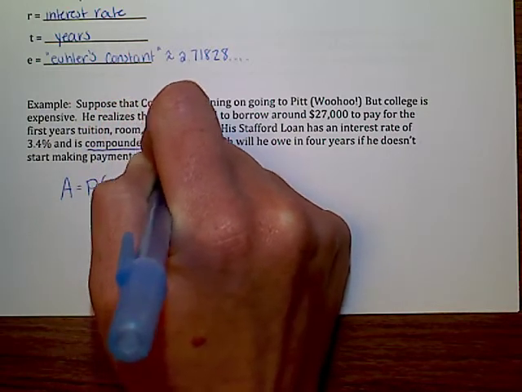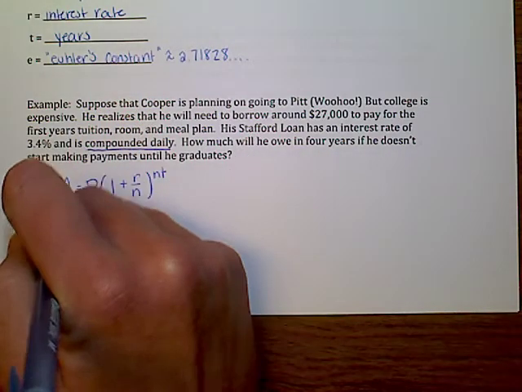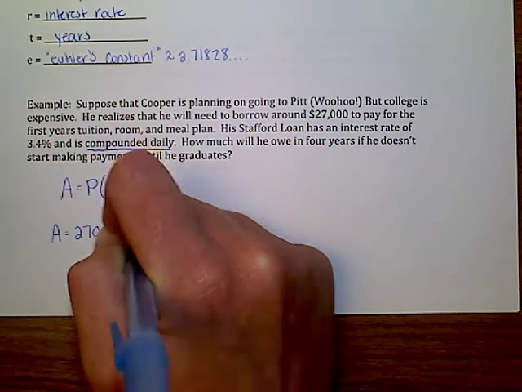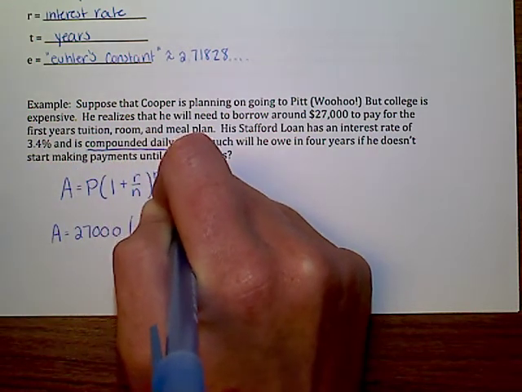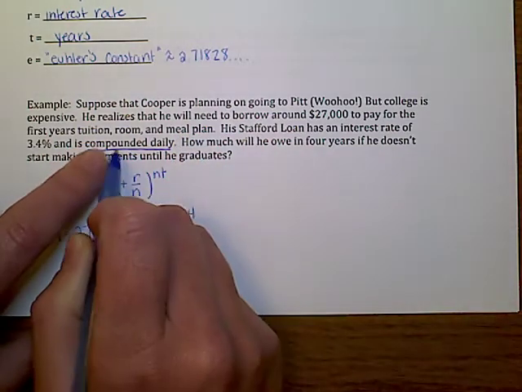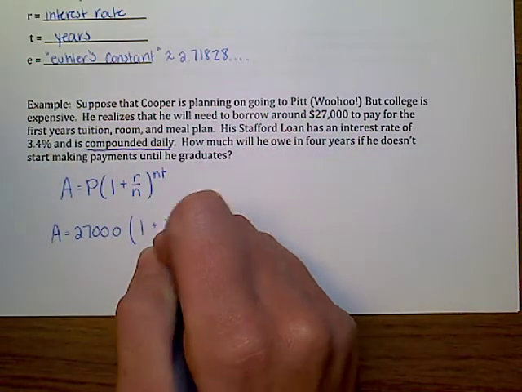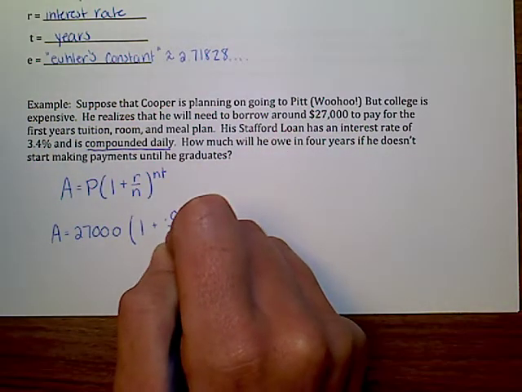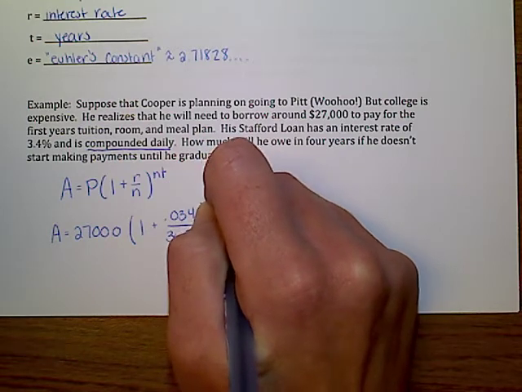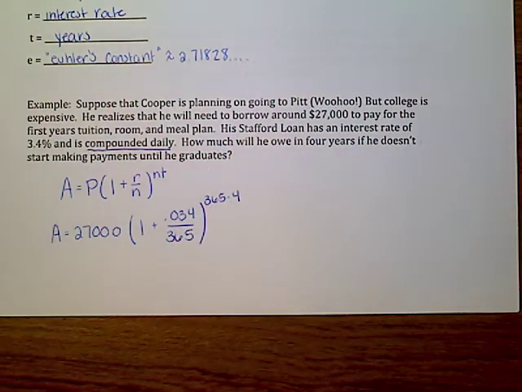I recommend writing it out until you really have it memorized. Then plugging in the numbers. So 27,000, that's our starting amount. Interest rate, 0.034. You got to change that to a decimal. Compounded daily is 365 times in a year. So we use that again up here in the exponent, and then t is 4.